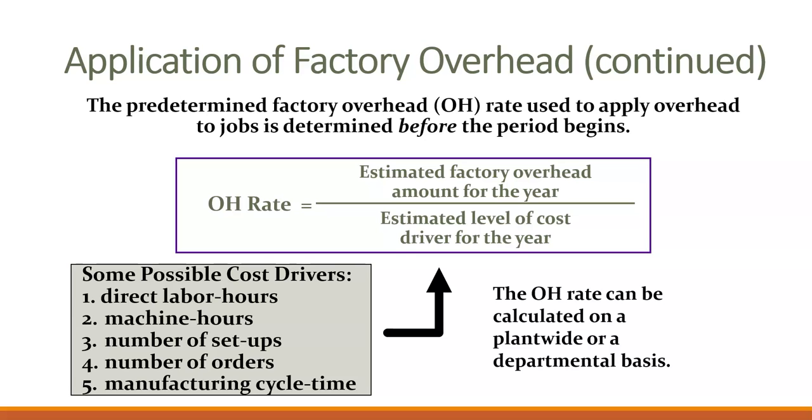So we have our predetermined overhead rate, which is our estimated factory overhead for the year divided by our estimated level of cost driver for the year. We have examples of various cost drivers: direct labor hours, machine hours, number of machine setups, number of orders, manufacturing cycle time. The cycle time is how many days it takes to manufacture an item.